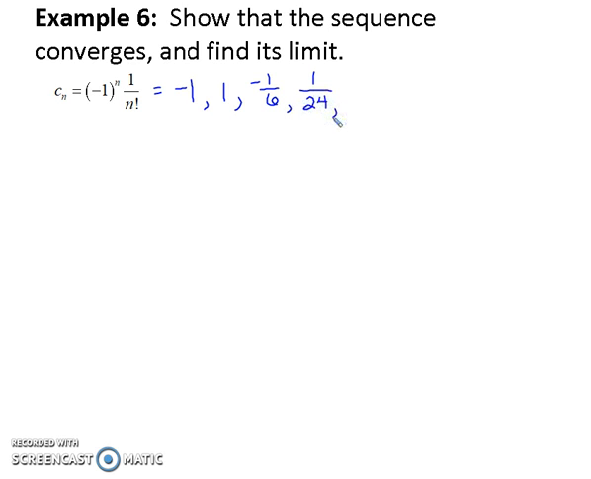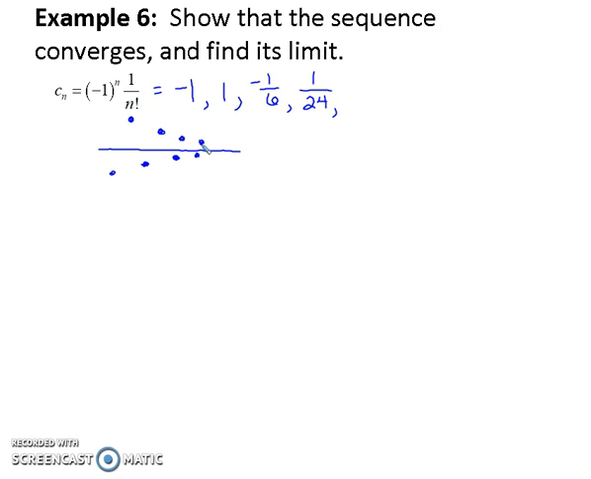It looks like it's oscillating, but the values are also decreasing as it's oscillating. If this was my x-axis, I have a negative number, positive number, a smaller negative number, smaller positive number, then another smaller negative, smaller positive, smaller negative, smaller. Do you notice what's happening to those values? They are starting to converge. They're just converging from two sides. So they're converging to 0.